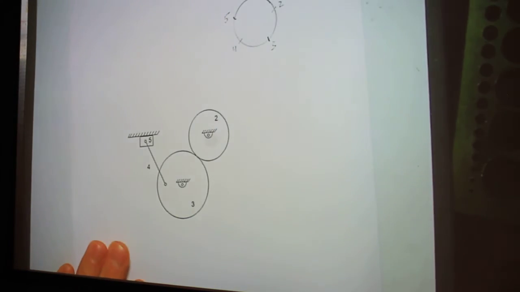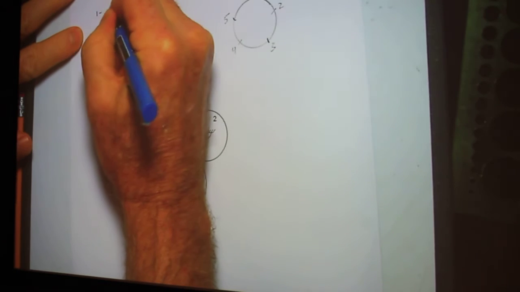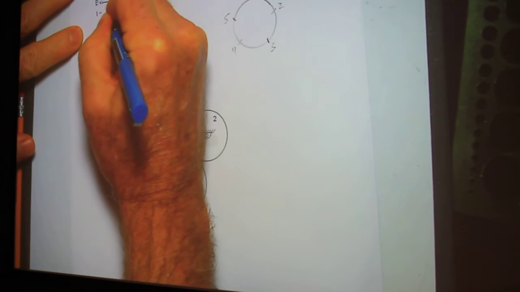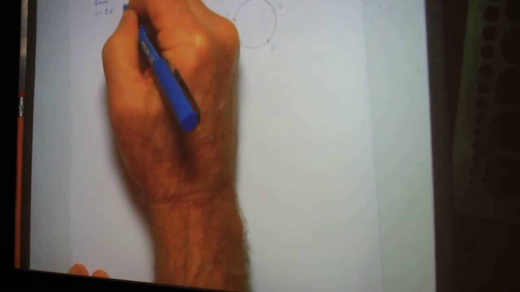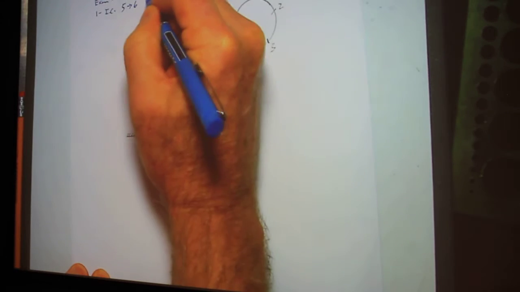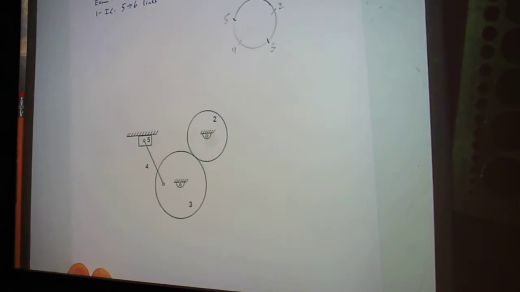All right, so this is an instant center problem. Just to go over what's going to be on the exam, this is exam 2. You'll have instant centers. I can ask a question like this, and you'll have 5 to 6 links, and you have to find all the instant centers for them.